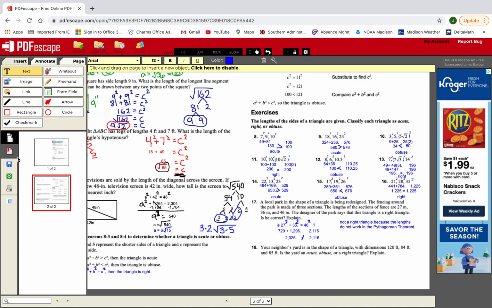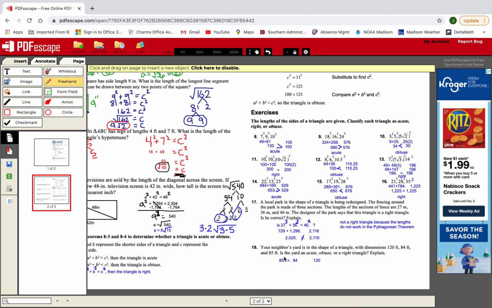Okay, one more. Your neighbor's yard is in the shape of a triangle with those dimensions. What kind of triangle is it? So we're doing the exact same thing we did in 17. Okay, so we are going to say 85 squared plus 84 squared. And then over here we've got 120 squared. And I'll put my squareds in. And I'll do the math.